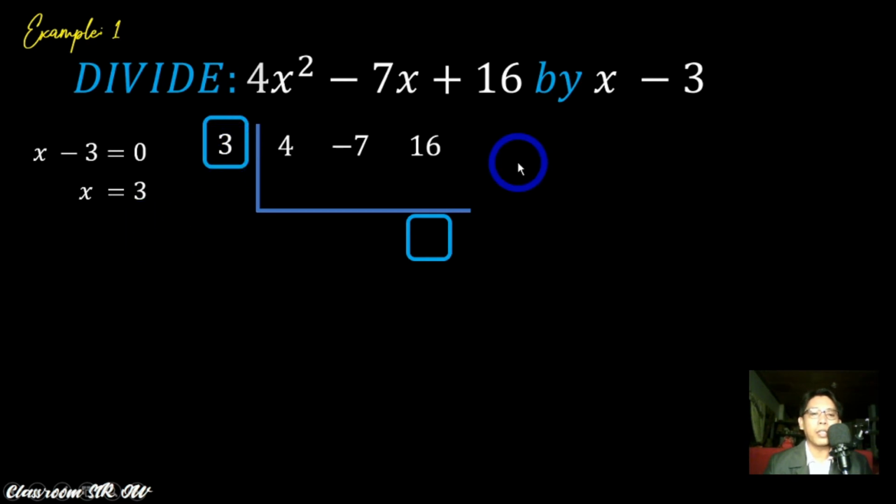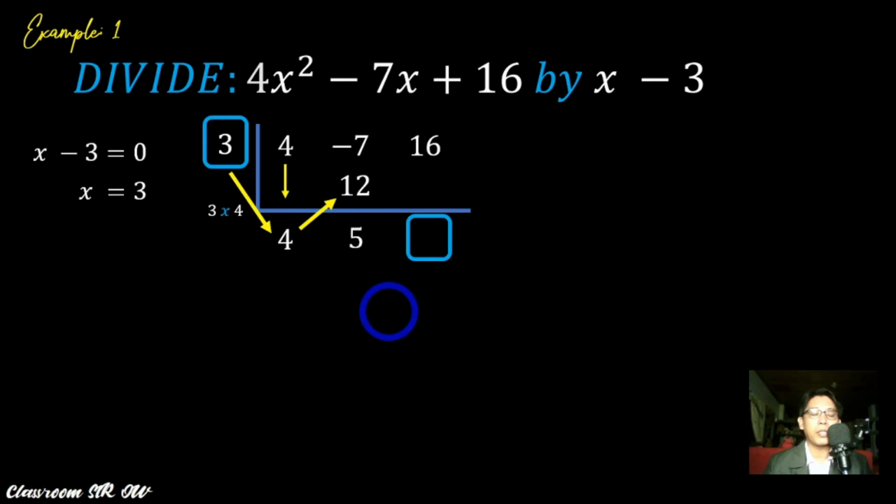The very first thing that you're going to do after identifying all those terms in our synthetic division is we will bring down 4 first. After this, we will multiply 3 and 4. I give an arrow, meaning that we will be multiplying 3 and 4. So 3 times 4 is of course 12, and we will place 12 below negative 7. After that, we are going to add negative 7 plus 12, but since they are unlike signs, we will subtract them. 12 minus 7 is of course 5.